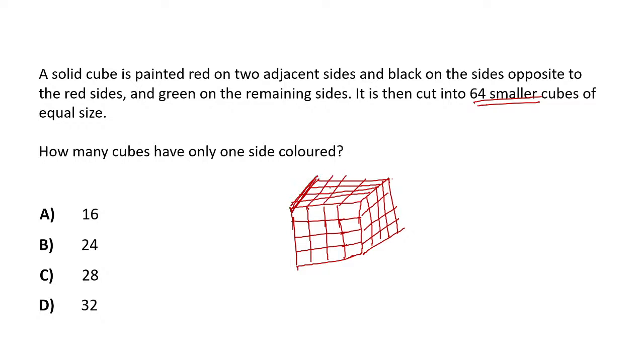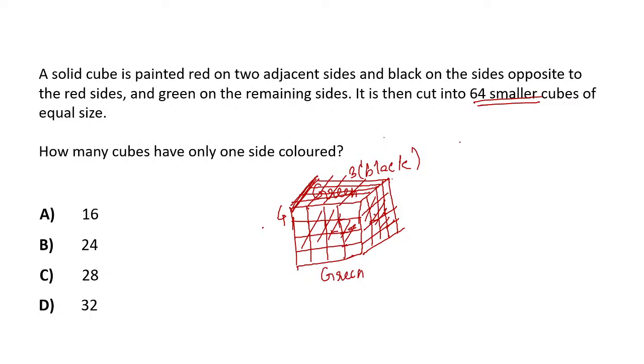Now as we have 64 smaller cubes, the number of divisions is going to be 4, and two sides are colored. Two adjacent sides are colored in red, and the remaining third side and fourth side are colored in black. Opposite to red comes black. Now in the top we have green, over here we have green, and in the bottom also we have green. Now the question is pretty simple. How many cubes have only one side colored?